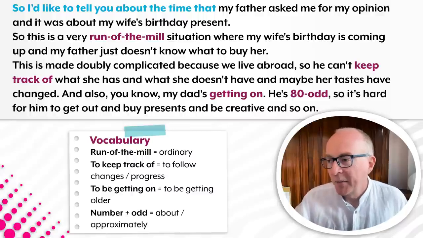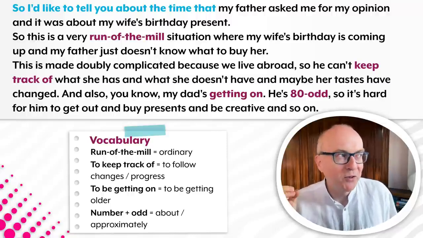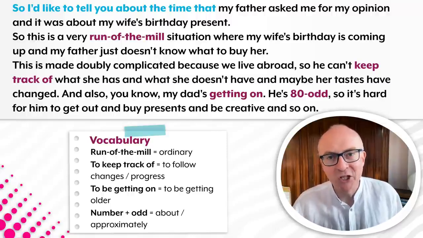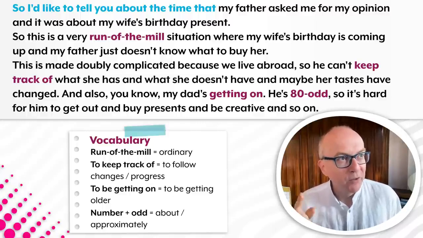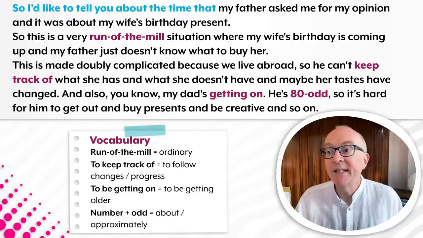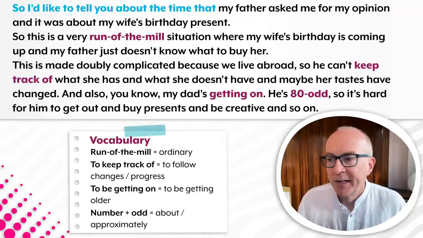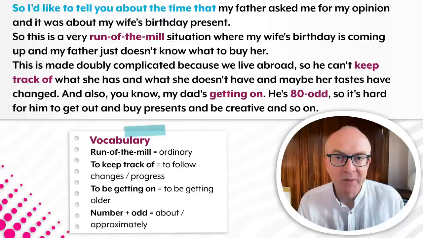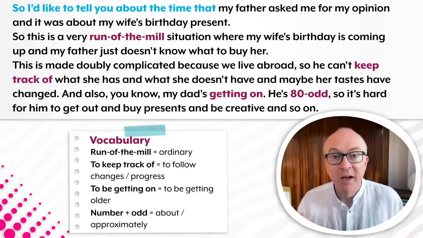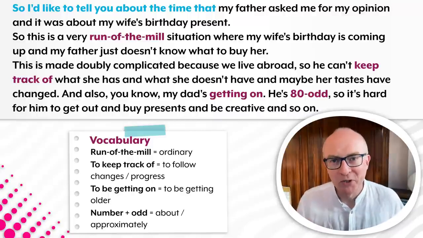And then my dad's getting on, right? To be getting on. Phrasal verbs are such an important part of spoken English. So this is nice. To be getting on means to be getting older. Not to get on. No, to be getting on, right? He's getting on. My grandma is getting on. My dad is getting on. He's 80 odd. So when you put odd after a number, it means approximately or more or less, right? I've got 20 odd students waiting here. More or less, approximately. Lovely.